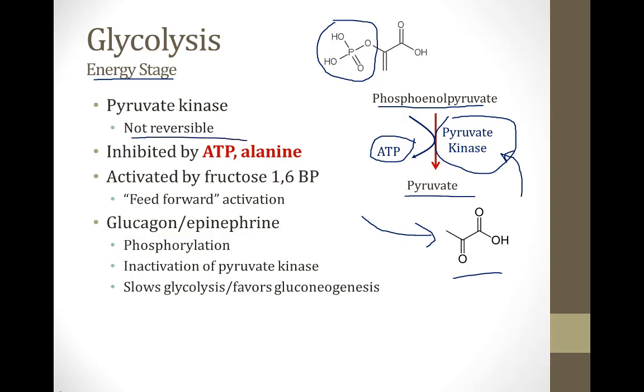This is an irreversible step. It's inhibited by high levels of ATP in the cell and also by alanine. We'll talk about why it's inhibited by alanine in a minute. This step is also activated by fructose 1,6-bisphosphate. This is called feed-forward activation because fructose 1,6-bisphosphate is several steps higher in the glycolysis sequence.